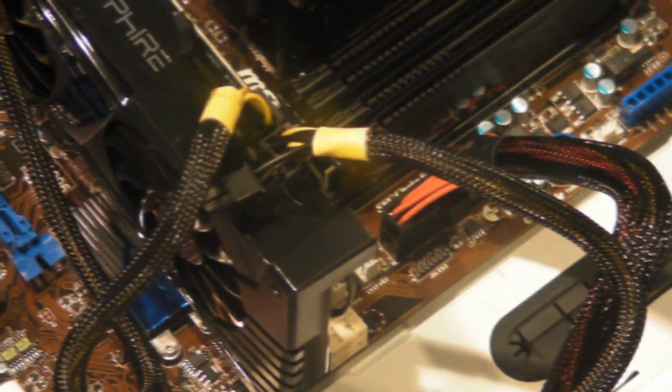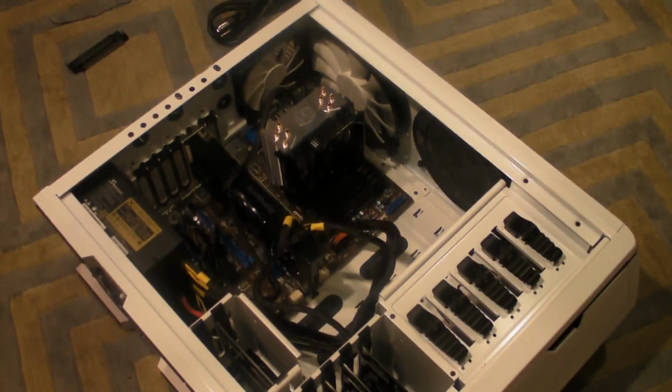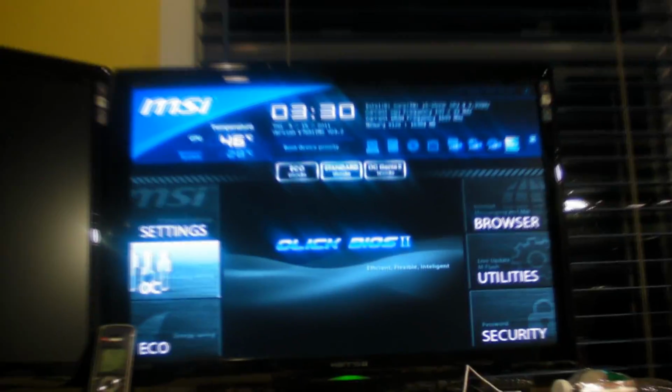So here you see my power supply, and this is the main stuff connected. We have the graphics card, my AMD Radeon 6950, connected. All the PCIs are connected, and that's my motherboard. Everything is connected. So here we have the actual computer on. None of the fans are connected except for the CPU cooler. As you can see, my motherboard is on, and I'm in BIOS. But that's all that's really happening.